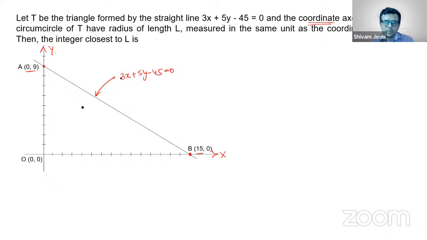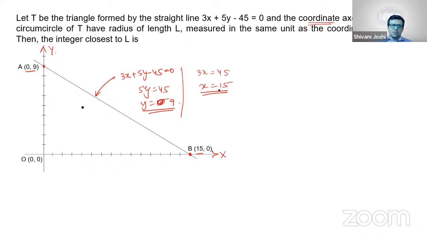So when you take x equal to 0, you will get 5y equal to 45, which means y equal to 15, 9, sorry. Y equal to 9. So this point of intersection with y-axis is (0, 9). And similarly, when you put y equal to 0, you will get 3x equal to 45. So x equal to 15. This is your point of intersection with x-axis, right?